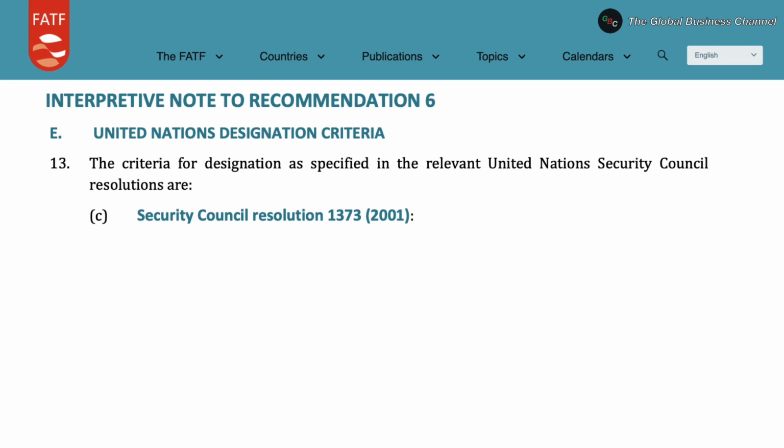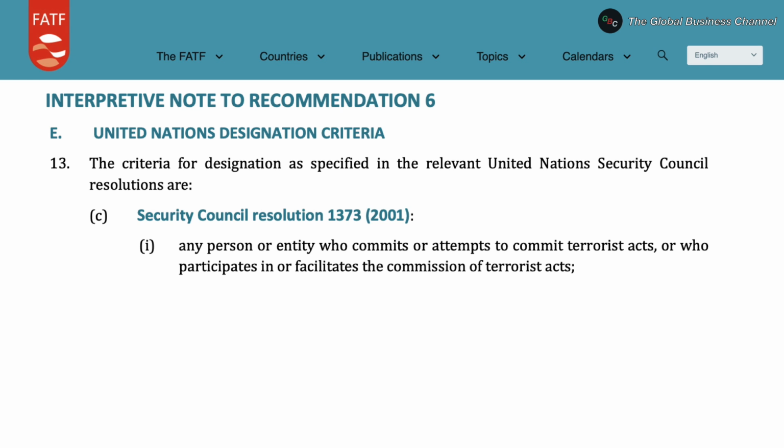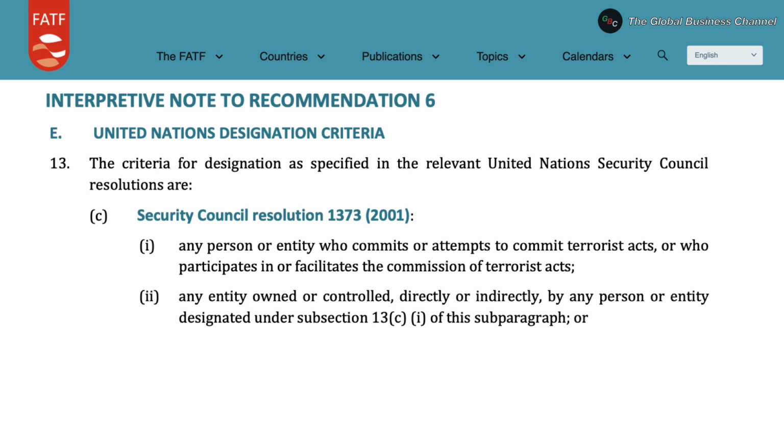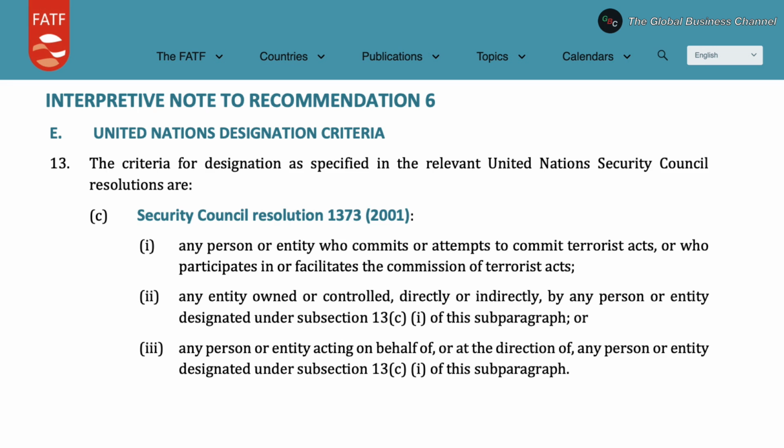C. Security Council Resolution 1373 of 2001. Number 1, terrorist activities. Any person or entity involved in committing or attempting to commit terrorist acts or in facilitating such acts. Number 2, entities owned or controlled by designated individuals. Any organization owned or controlled directly or indirectly by someone designated due to their involvement in terrorist activities. Number 3, acting on behalf of designated individuals, meaning any person or entity acting on behalf of or under the direction of someone designated for involvement in terrorist activities.